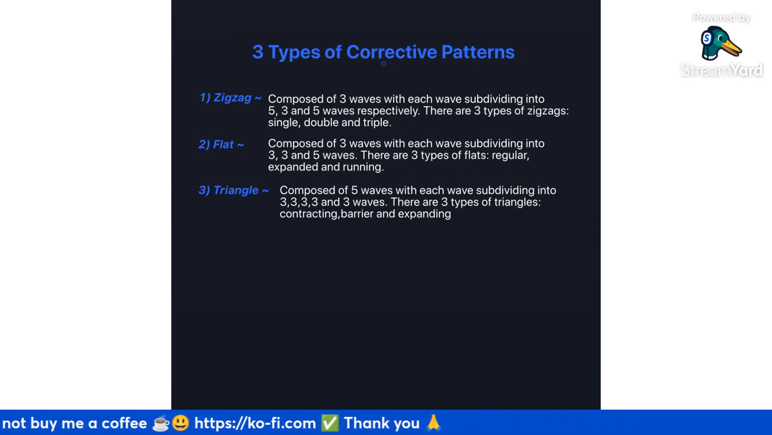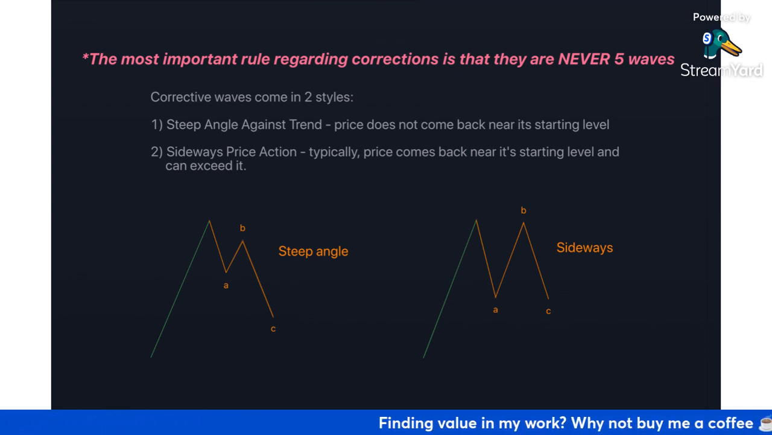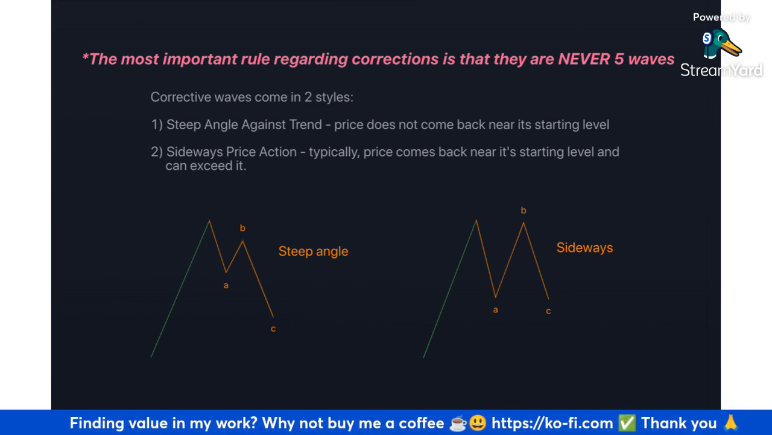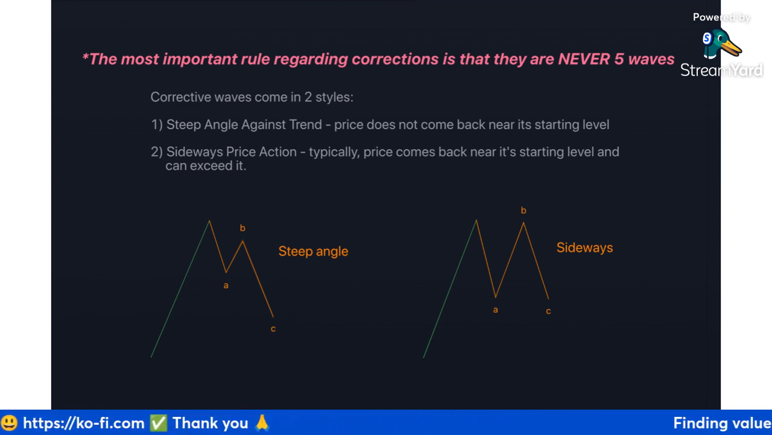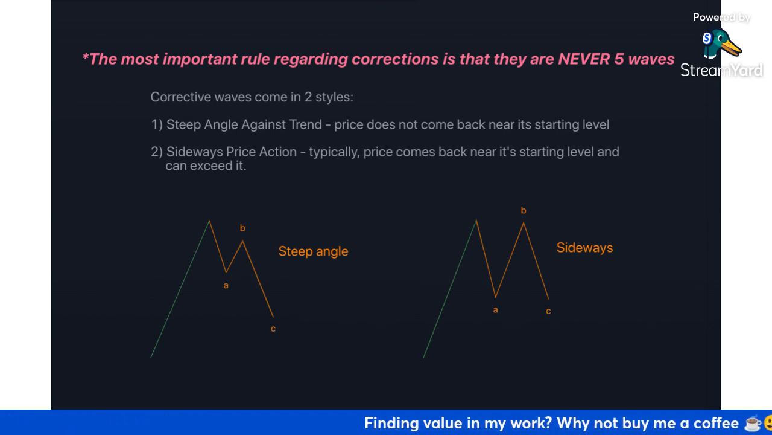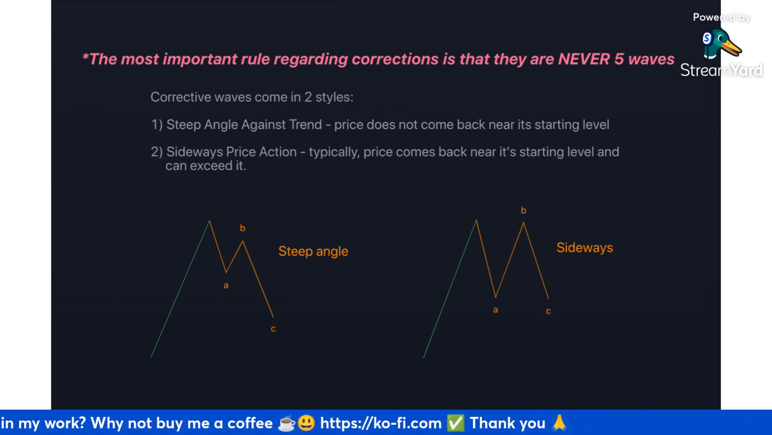Now we're going to get more into the details, which is going to help you discern what you're looking at. So before we get into those details, let's talk about this. Corrective waves really come in 2 styles: a steep angle or more of a shallow sideways correction. Both are still going to be labeled A, B, C, and both still give you a net retrace lower, but one gives you a more pronounced 3-wave move down, and the other gives you a more sideways looking correction.